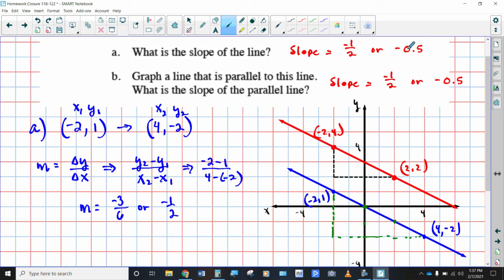It says graph a line that is parallel to this line. Okay, it did not tell us where this other line needed to go, so I just kind of slid it up a little bit. This one has a y-intercept of 0. I made this one have a y-intercept of 3. And if it's going to be parallel, it's got to have the same slope ratio. So down 1 to the right, down 1 to the right, or down 3, 6 to the right. So same exact slope ratio for 2 parallel lines.